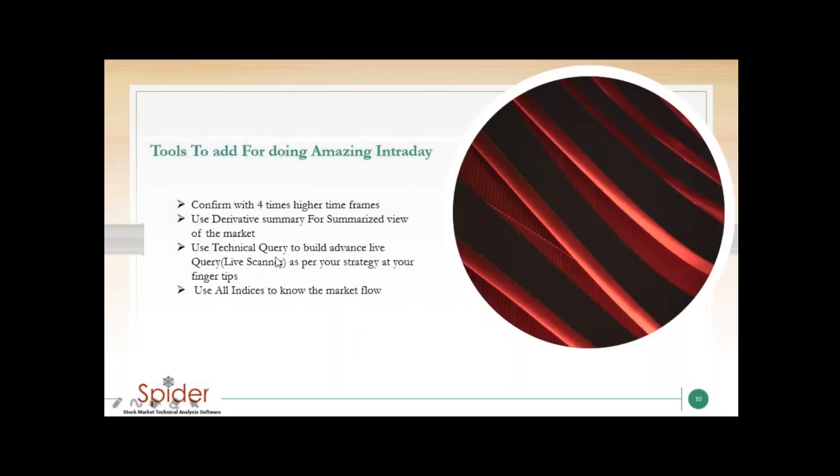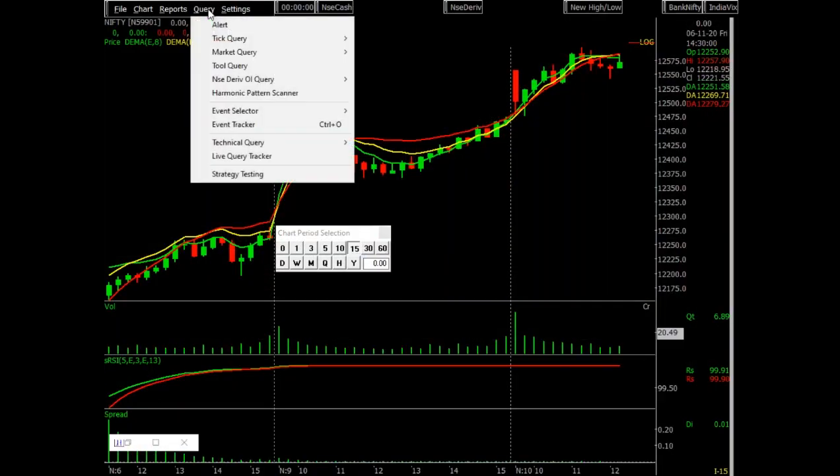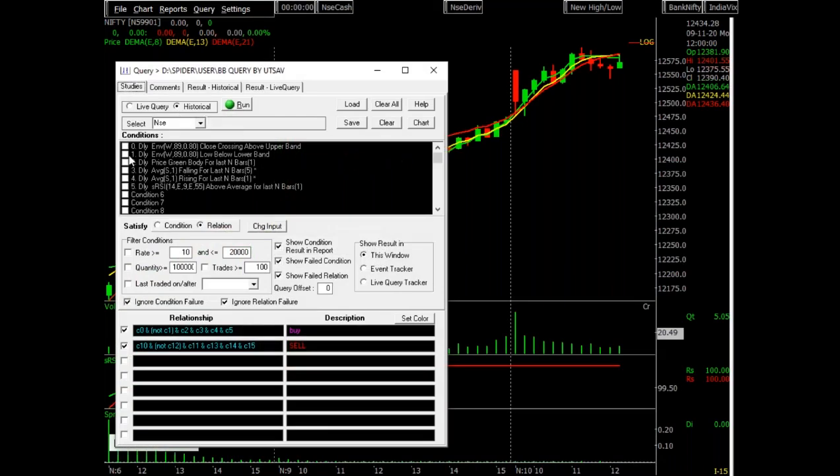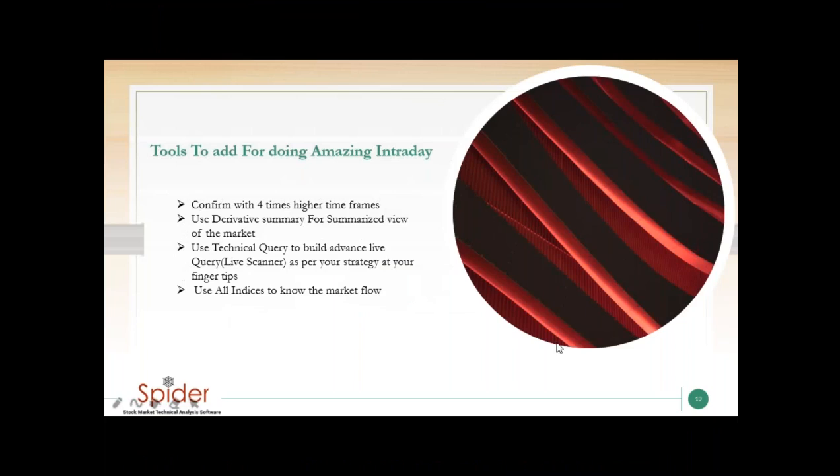And we can use technical query to build advanced live queries, a live scanner as per your strategy, at your fingertips. What you need to do is simply make your strategy in an easy way. Go to query, go to technical query, click over here, and you will find this. I made this for the band envelope that you already saw on the previous slide.